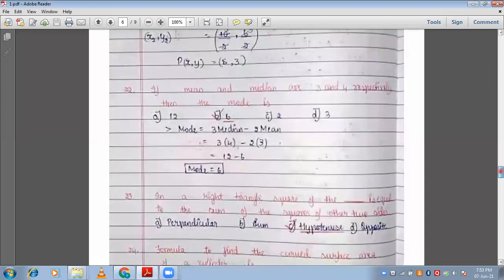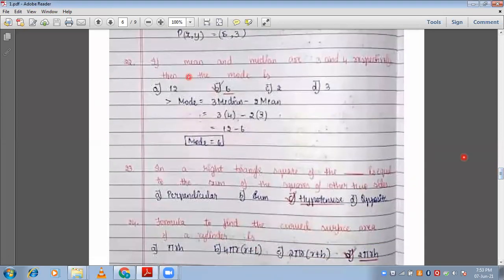Next, 22nd question. If mean and median are 3 and 4 respectively, then the mode is, yes, we know the relationship between mean, median and mode. So mode is equals to 3 times median minus 2 times mean. Substitute the values. Median is 4 and mean is 3. You will get mode is 6.